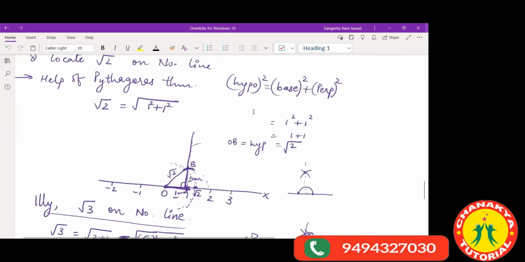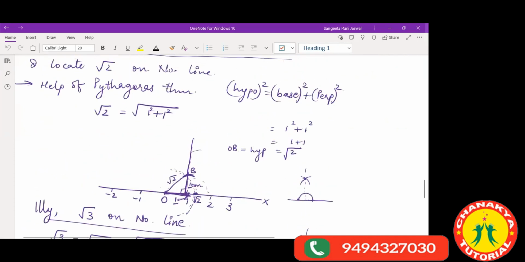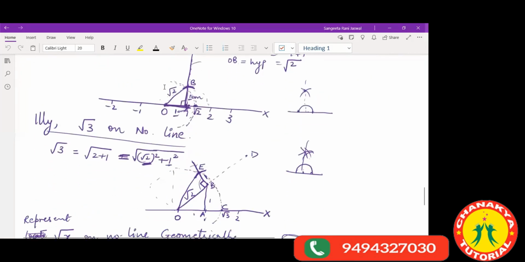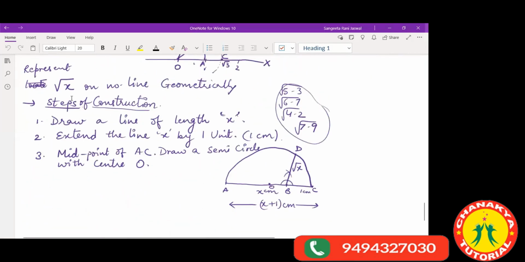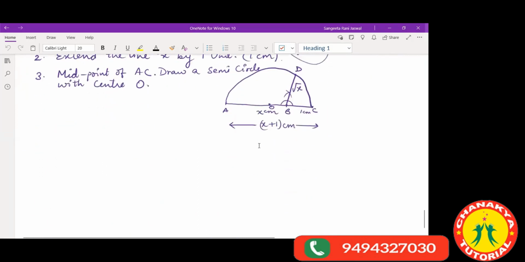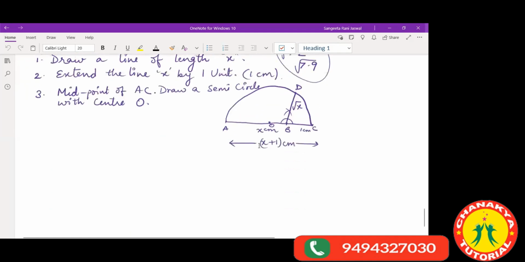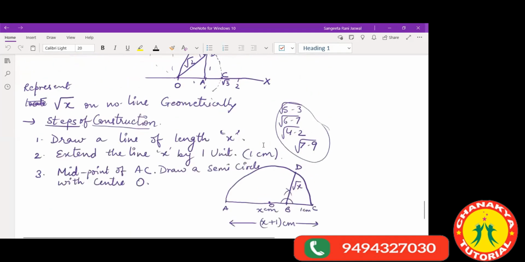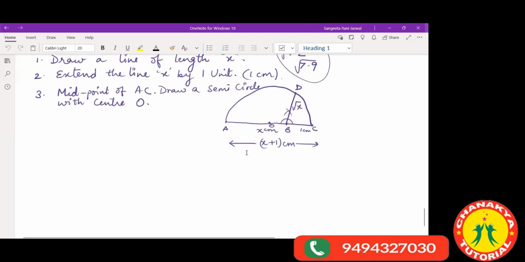Okay. So we studied how to plot root over 2, root over 3. And then we studied how to plot root over x on the number line. Now with this root over x, we'll find out for some decimal numbers also. How to plot some decimal numbers. Suppose you are given root over 5.3. In your book, you have a question root over 9.3. So let's do that.